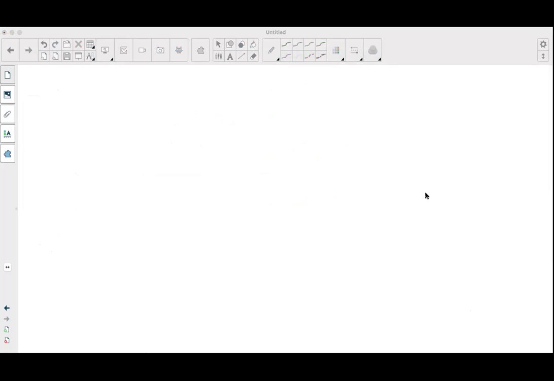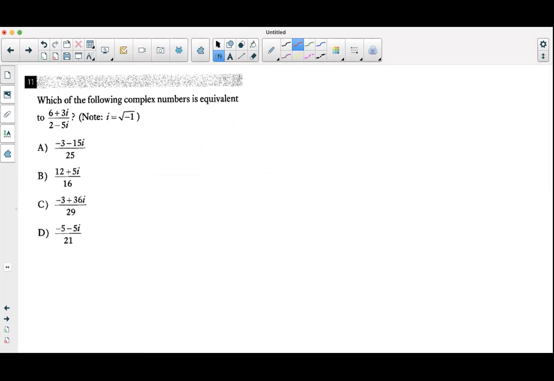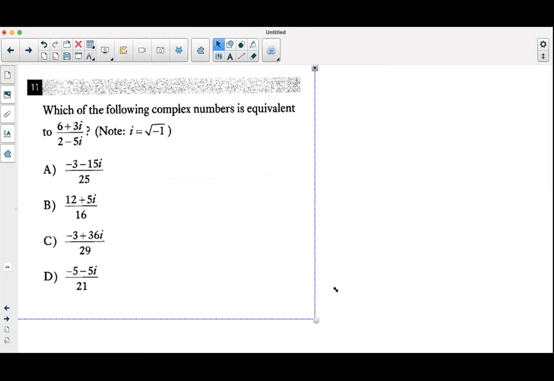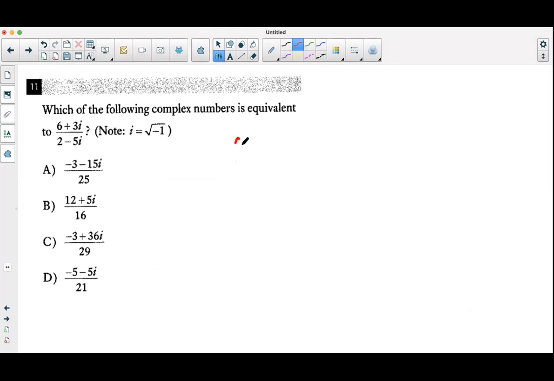Number 11 is, in fact, a classic question that I need you guys to know how to do. We do this one a lot in school as well. So here we get (6 + 3i) over (2 - 5i). In this case, how do you rationalize the denominator? That's what we are looking at, actually. We have to multiply by its conjugate, 2 + 5i.